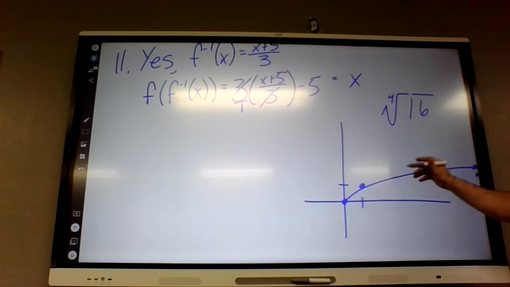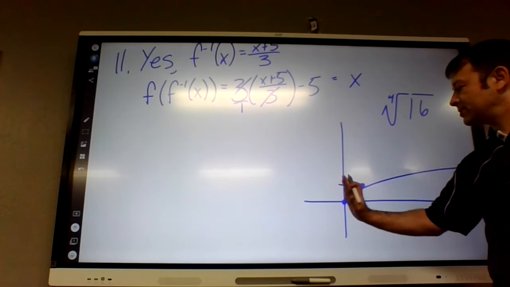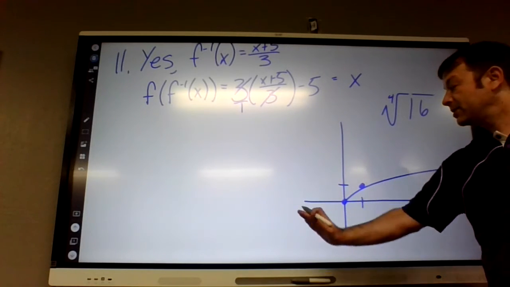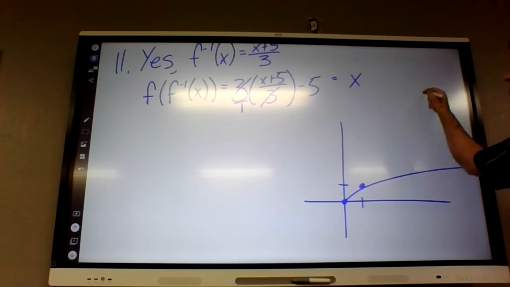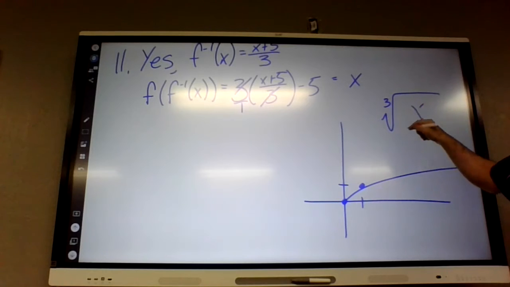And the domain is x is greater than or equal to 0. Nothing out here works because it's negative. Have we ever graphed cube root of x? Have we ever looked at that? Can I plug a negative into this?